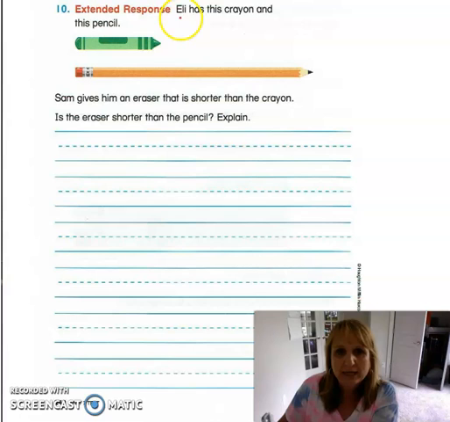Let's start up here. Eli has this crayon and this pencil. Sam gives him an eraser that is shorter than the crayon. So Sam gives him an eraser and it's shorter than this crayon. You can draw the eraser right here if you want to. Just make sure that it's shorter than the crayon when you draw it, okay?